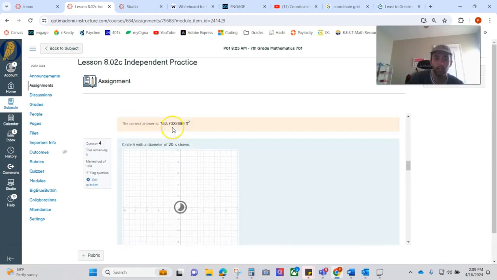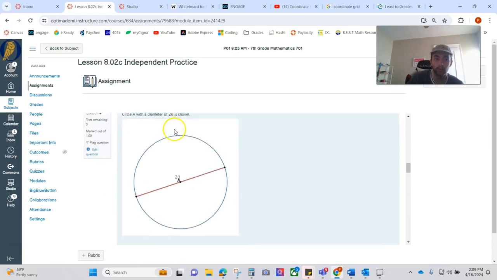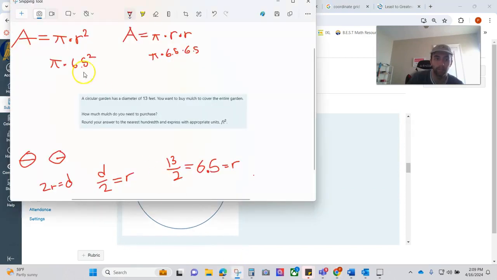Number 4. A circle has a diameter of 20 shown. What is the area? Express my answer in exact terms of pi.